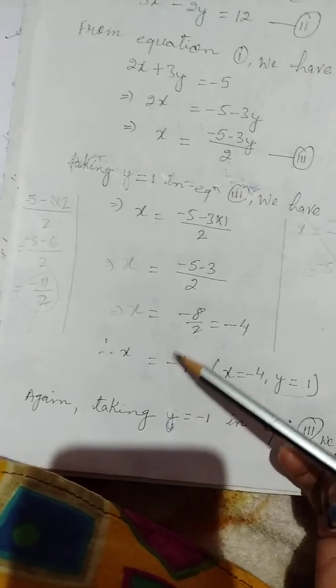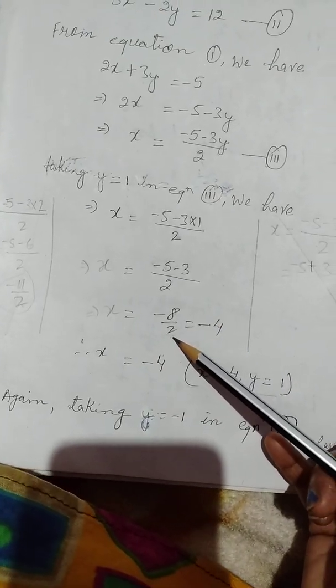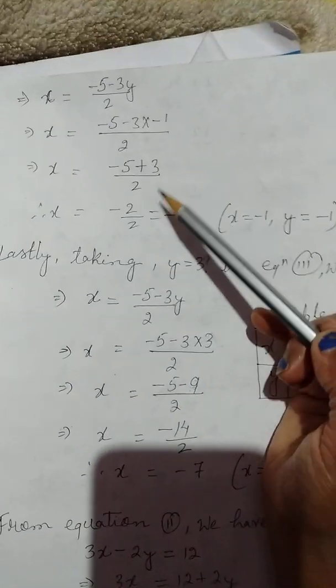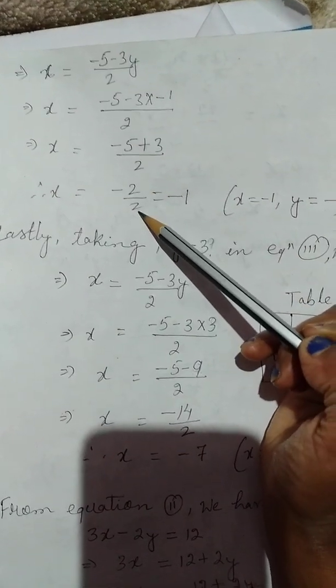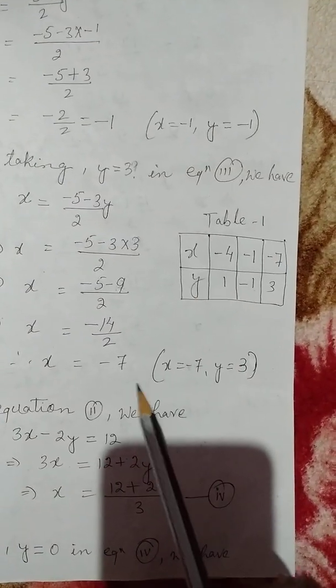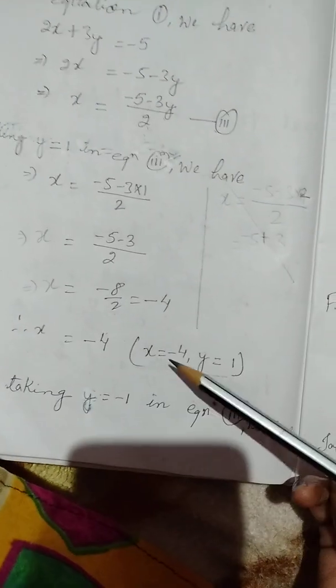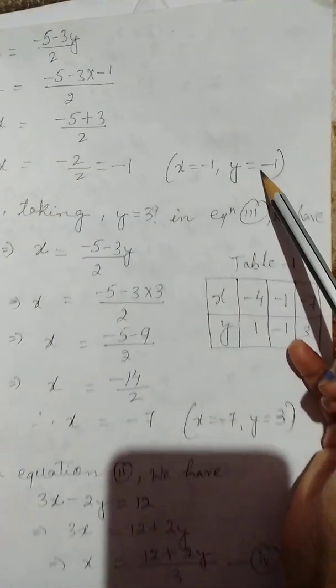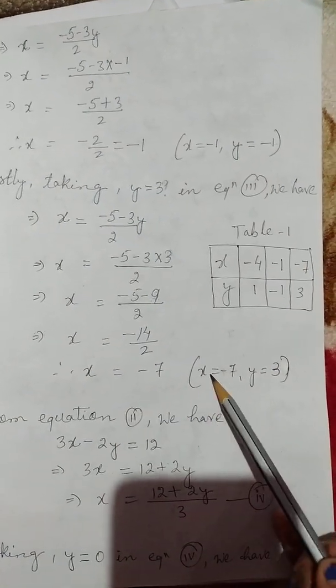So whatever we took here, 8 is divisible by 2. Next, 2 is divisible by 2. Here 14 is divisible by 2. So here, see, after finding 3 values, 1, 2, and this is the third one.